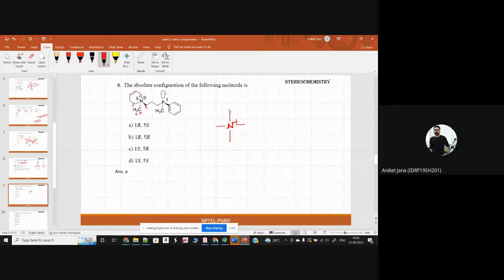So if we put it in the Fischer projection, then this is 1, this is 3. So three will be the right one. This one will be 4, right? This is 3, and this is.